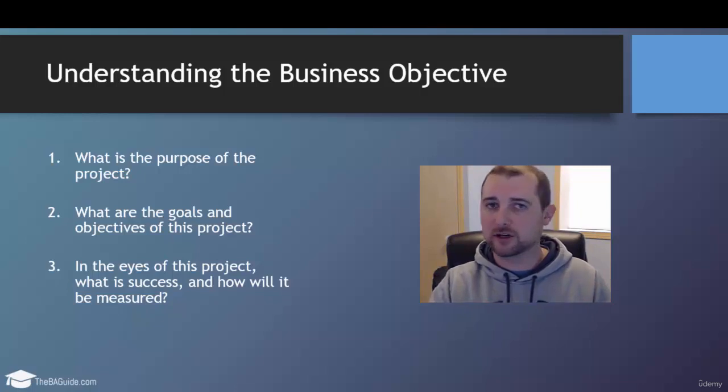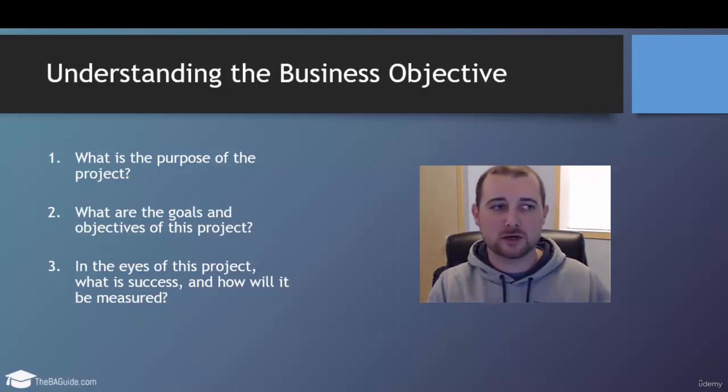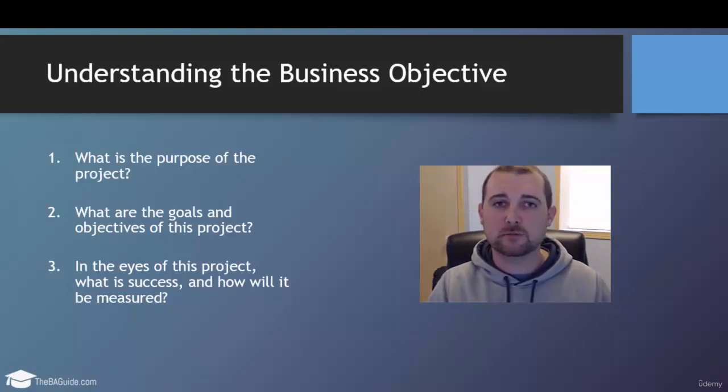Creating a product that doesn't solve for the problem wastes tons of time and money, and quite frankly is extremely embarrassing. Just about every business analyst has, in one fashion or another, missed this. So make sure you're asking those questions, and understand that business objective before you even start down the path of stakeholder analysis or defining requirements.